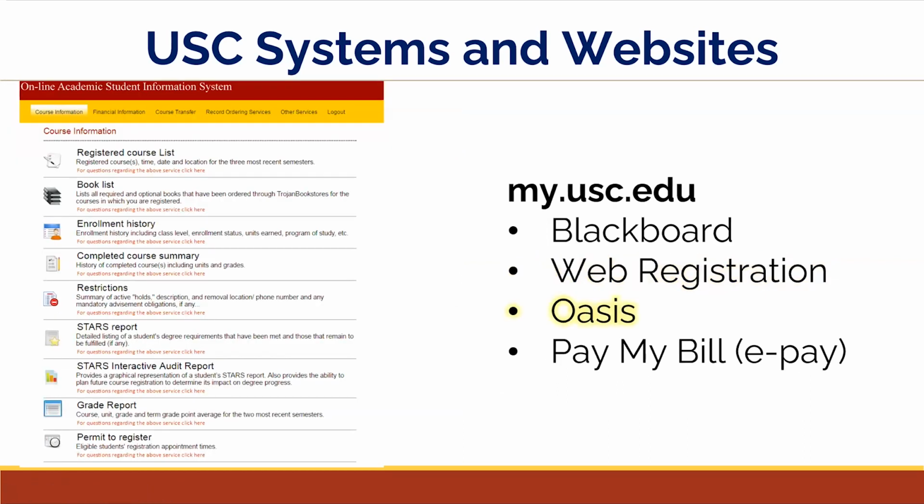You also have access to OASIS, the online academic student information system. It is sort of a one-stop shop for your academic information needs. It will have access to your registered course list, book list, enrollment histories, and your STARS report. A STARS report is the equivalent of an unofficial transcript, and this is how you can keep track of your degree progress.